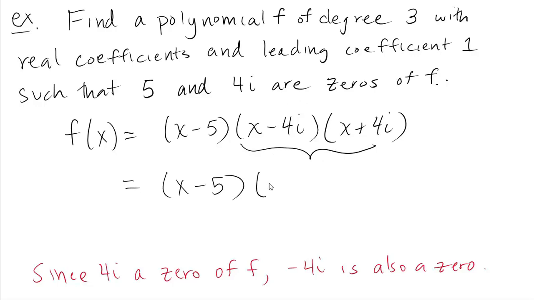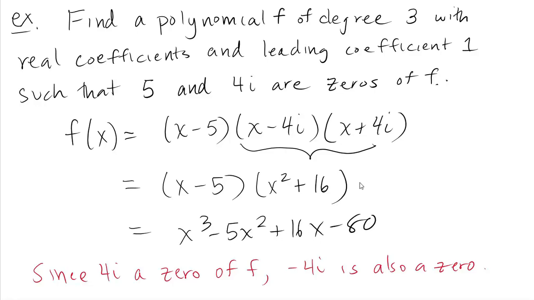X times x is x squared. The outer and inner terms are guaranteed to cancel because this is a difference of squares. And negative 4i times positive 4i is negative 16i squared. That would come out to positive 16. We could continue to multiply this out using the FOIL process and get x cubed minus 5x squared plus 16x minus 80. But the real point is to get to here and show that we've got all real coefficients. That rule is pretty straightforward. Sometimes this multiplication can be a little bit arduous, but it's not difficult. You just have to be careful.